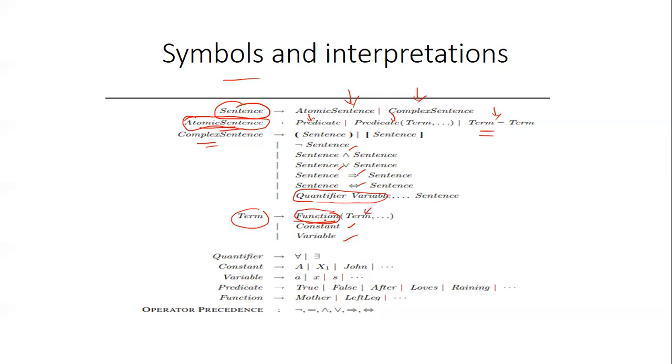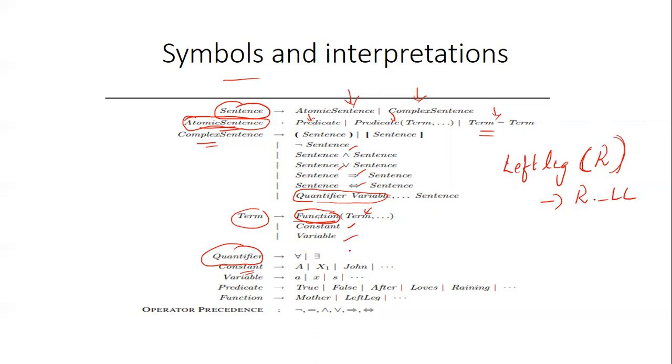So here these functions are not similar to our programming language functions. We should not misunderstand that. There is no subroutine we are calling. It is one way of representation. So when we say left leg of Richard the Lionheart, that doesn't mean we are calling a function. This is a way of representation. Left leg of Richard the Lionheart refers to Richard's left leg. That's all. And we use two quantifiers here, for all and there exists.